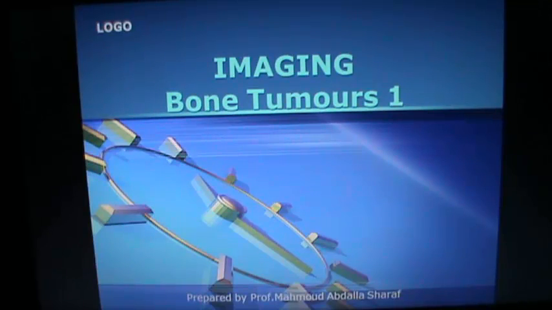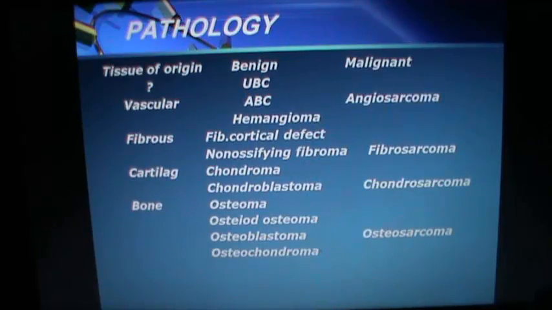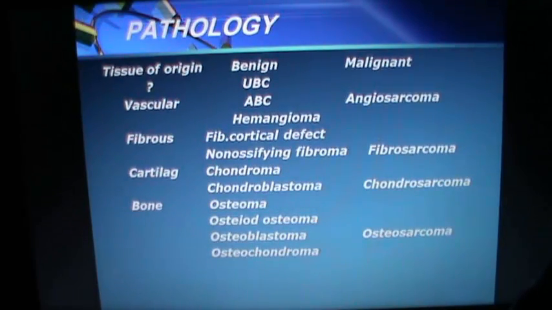Imaging of bone tumors. Number 1. We know all about the anatomy: epiphysis, epiphyseal plate, periosteum, cortex, and marrow. We know that the pathology depends on the tissue of origin.